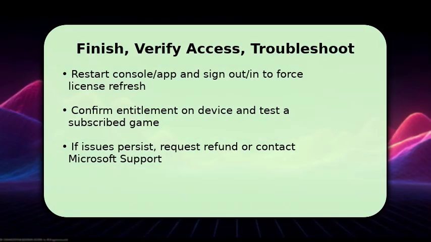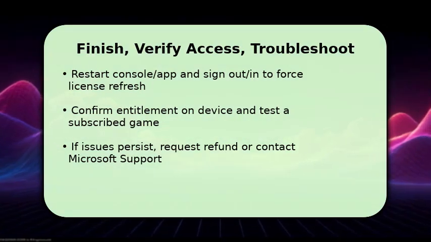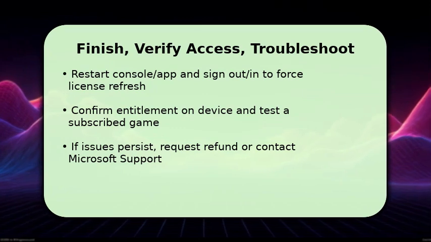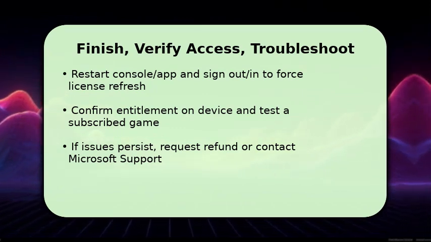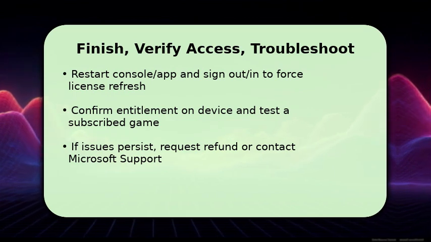Sign out and back in, or fully restart your console and the Xbox app so entitlement can sync. Once done, launch a Game Pass title to confirm access. Make sure the app shows Ultimate benefits.